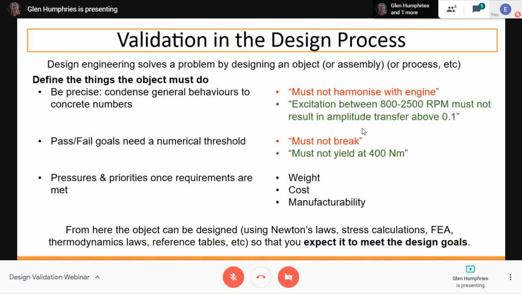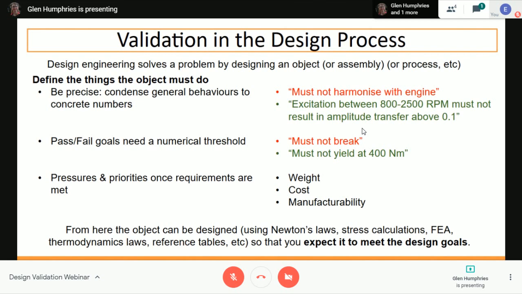So from here, you then usually take these definitions and these goals. You then design the object using whatever mathematics and engineering. That's the meaty bit in the middle. Newton's laws, your stress calculations, FEA, thermodynamics, bulk tables, whatever it takes to actually come up with a design. And I want to be specific here. As an engineer, you design the thing with the expectation it will meet the design goals. And that might seem like an obvious statement, like that's the whole point of it. But this is going to be really important later on when we come to validation.